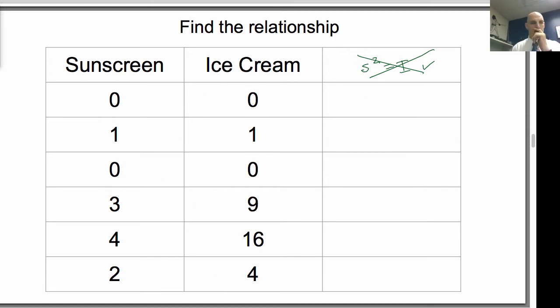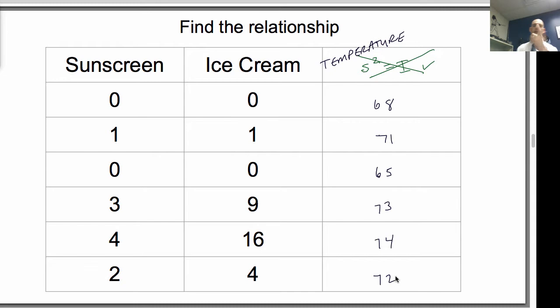What if I gave you this? And I told you that along with sunscreen and ice cream, we also track the temperature, okay? So on the first day, the temperature was 68 degrees. On the second day, it was 71 degrees. The third day, it was 65 degrees. Fourth day, it was 73. The fifth day, it was 74. The last day, it was 72.